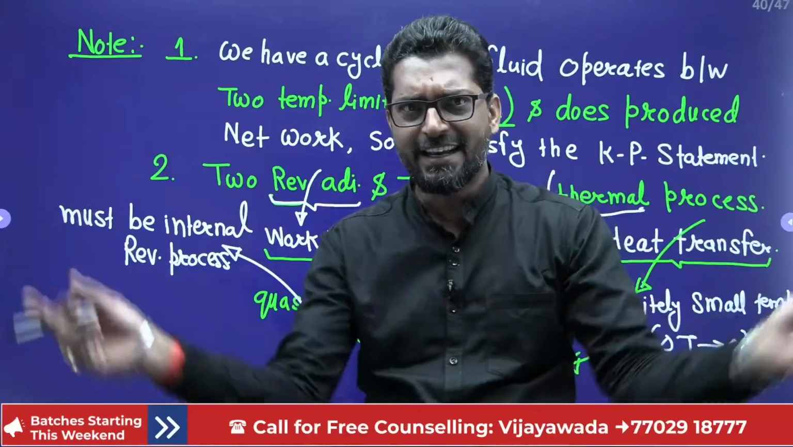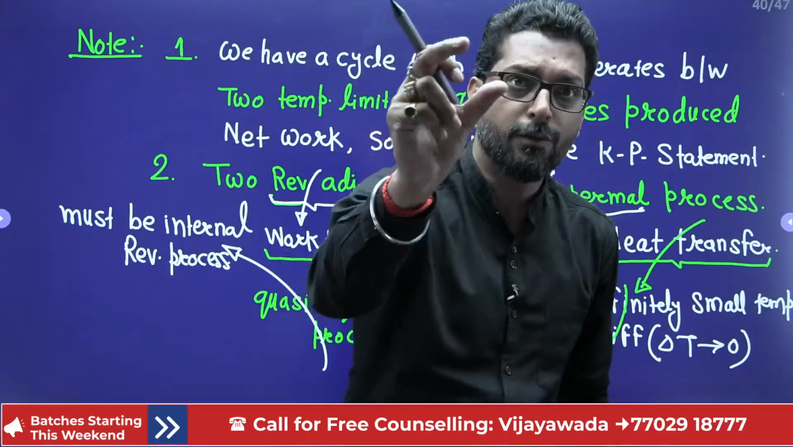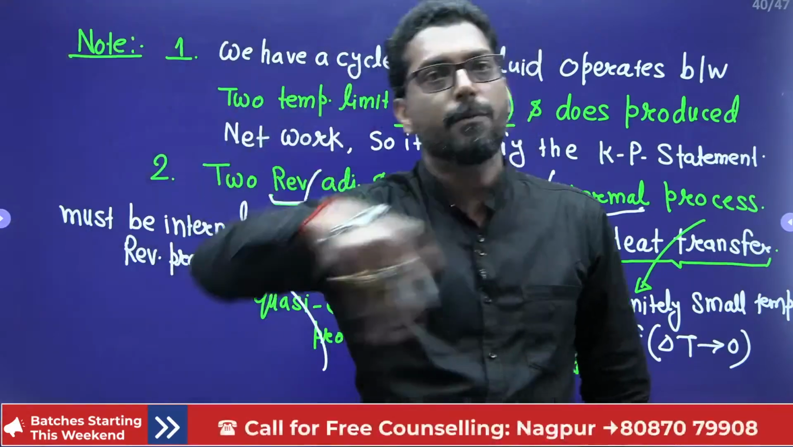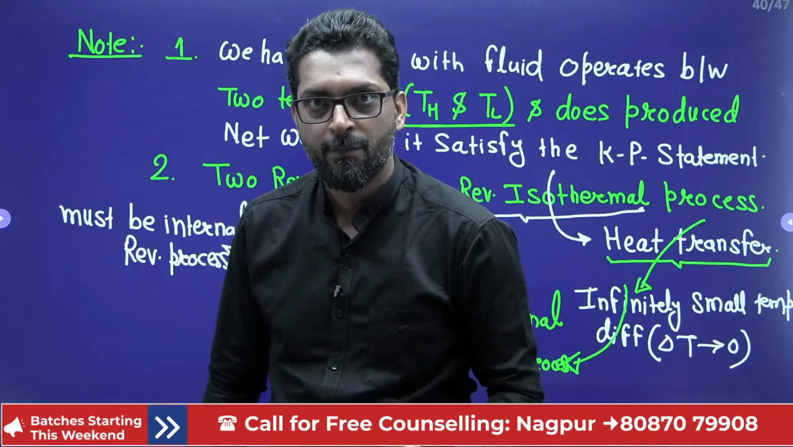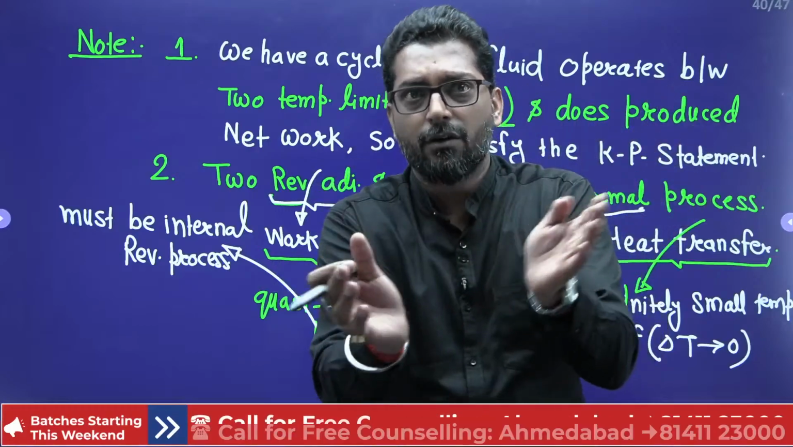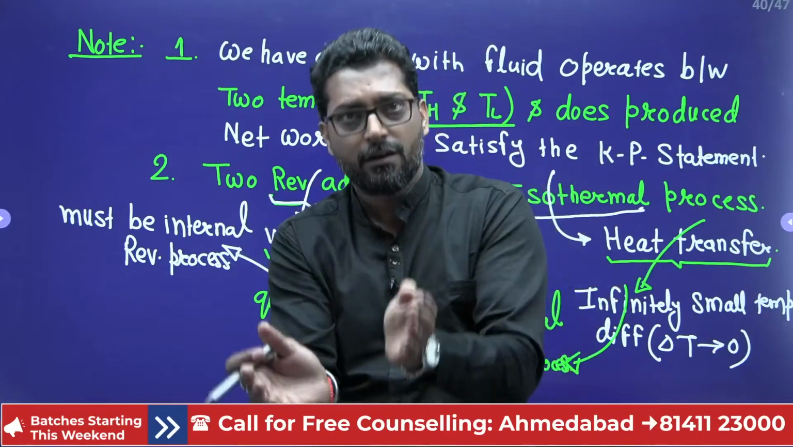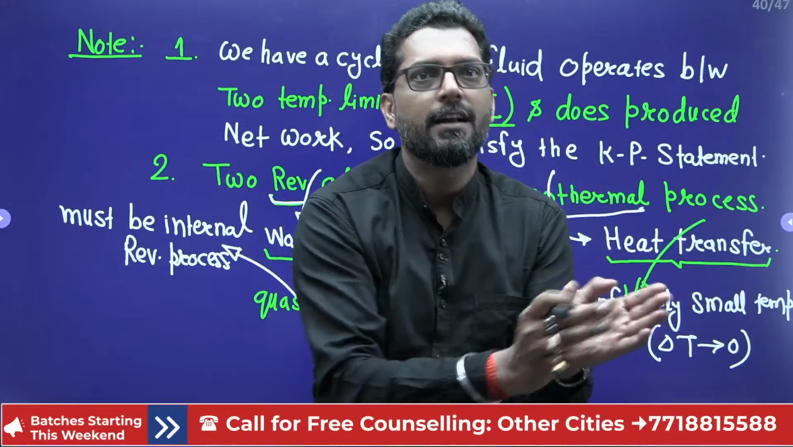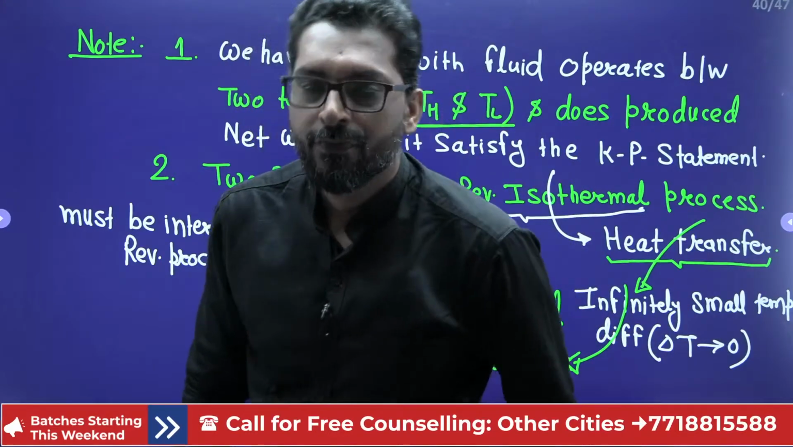If there is a cycle with n number of processes, and any one of the processes is irreversible, all the processes are converted into an irreversible cycle. So except the vapor compression refrigeration cycle, all the cycles behave as reversible cycles. Okay.